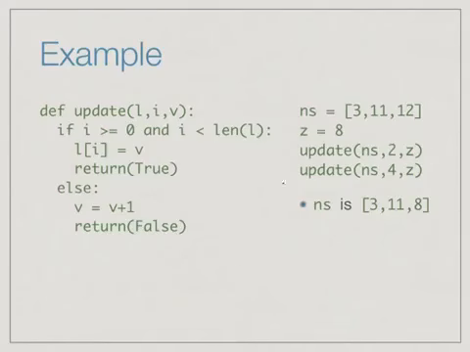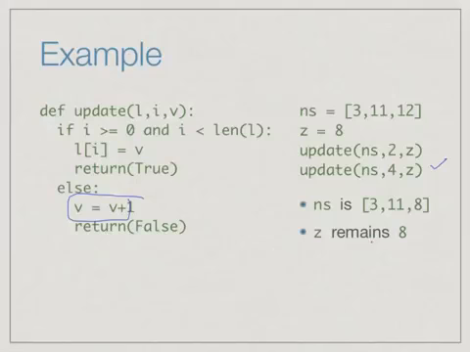As you would expect, after executing these 4 statements, because of this update succeeding, the value of z is copied into the list at position 2, and so we get the value 8 instead of the value 12 that we started with. On the other hand, if we execute this statement, then because this is an immutable value, the change in v inside the function doesn't affect z at all. So although v has been incremented from 8 to 9, z remains 8.